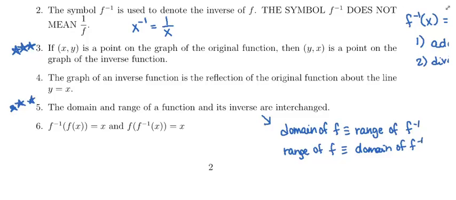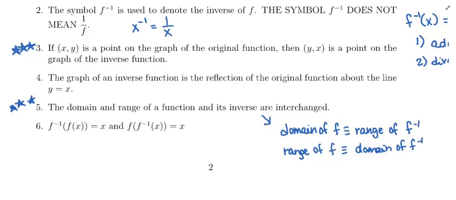The last characteristic, number 6, is referring to composition of functions. Remember when we talked about composition of functions, the order matters, and most of the time if you do the composition in both directions, you won't get the same thing, meaning f of g is not necessarily the same thing as g composed with f. However, if you have f and its inverse, f inverse, if you compose them in either direction, you're going to get the same quantity.